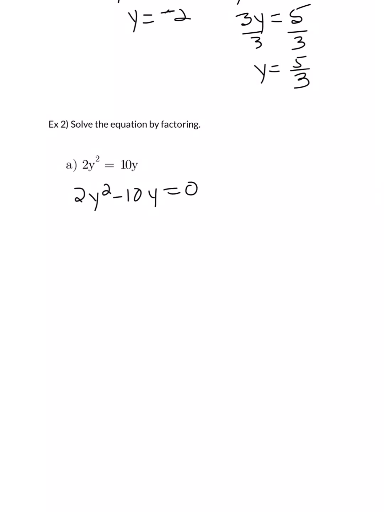Now I do have an equation that's equal to 0. And when I look at those two terms that I have on the left side, they both have a common factor of 2y. So we are going to factor out a 2y. If we take 2y squared divided by 2y, what's left is y. If I take negative 10y divided by 2y, what's left is negative 5. And that is still equal to 0.